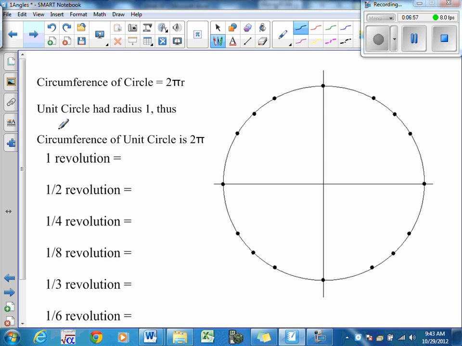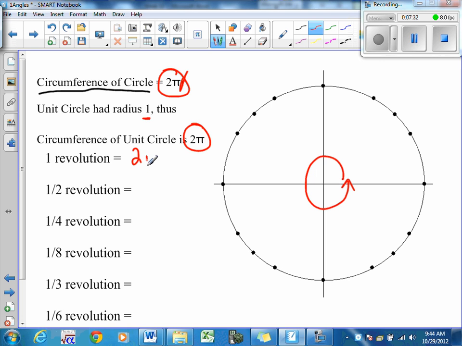So what's our distance all the way around the circle? That is called the circumference. And we know that the circumference of a circle is 2 pi r. So the distance all the way around the circle is 2 pi r. Now, our radius is only 1, so we don't really worry about that. So our circumference all the way around the circle is 2 pi. So what is our angle all the way around the circle? 2 pi.